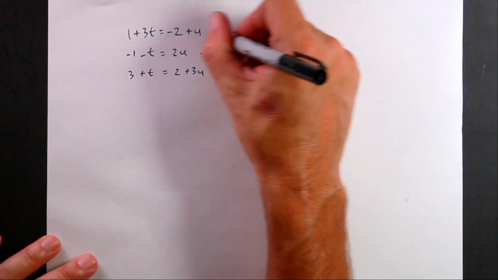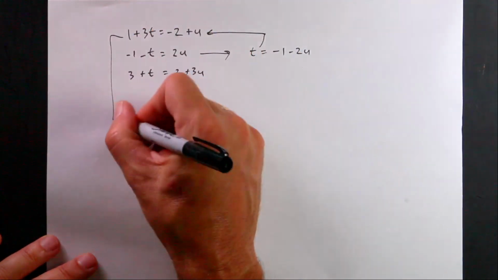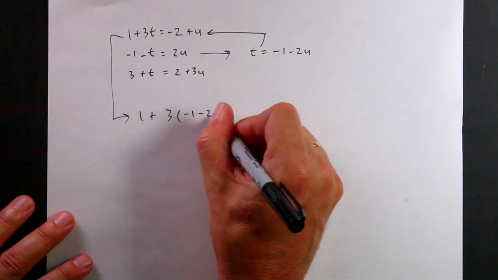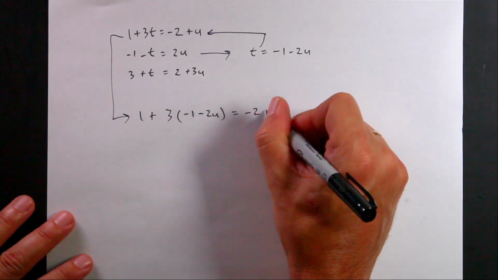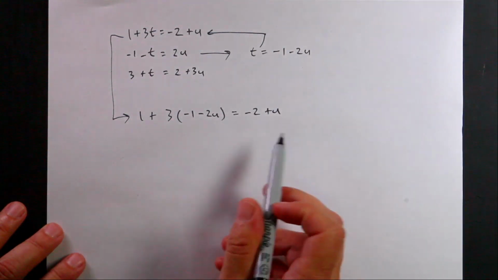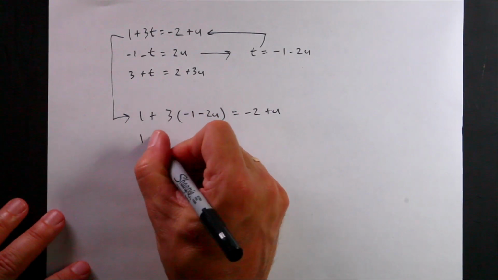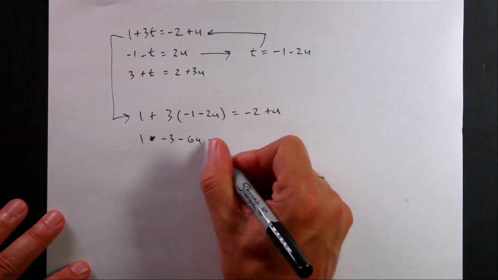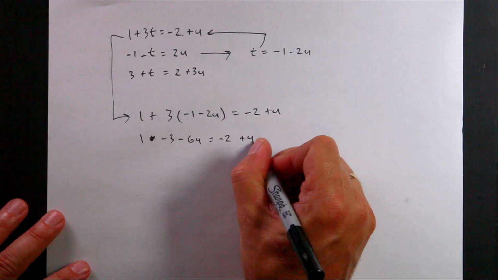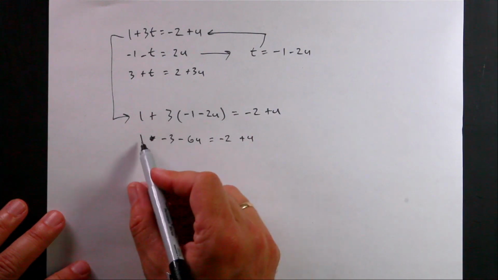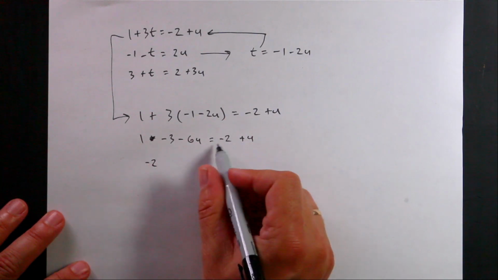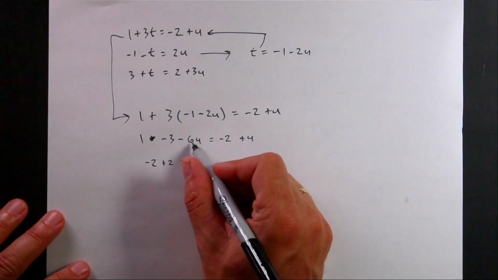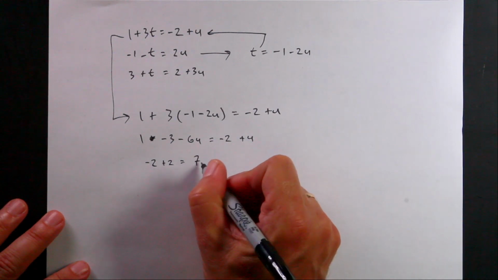Now I'm going to plug that in up here everywhere I see t. So that becomes 1 plus 3 times negative 1 minus 2u equals negative 2 plus u. So now I have an equation with just u, and I can solve that. So let's say 1 plus minus 3 minus 6u equals negative 2 plus u. I'm going to add 6u to both sides. I have 1 minus 3 is negative 2. I'm going to add 2 to both sides, plus 2 equals plus 6 equals 7u.